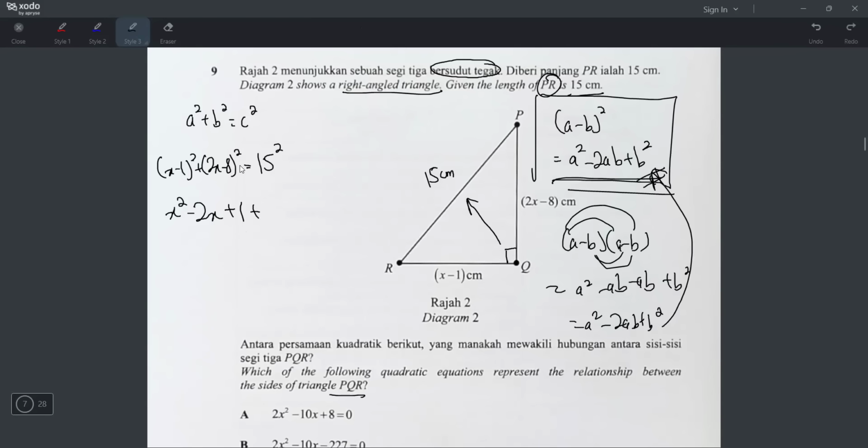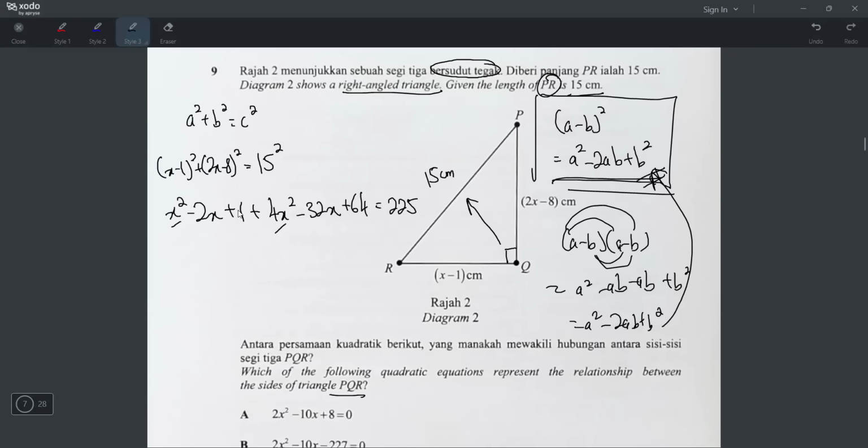Now for the next one, 2x minus 8 square. Do the same thing also. 2x, when you square, you get 4x square. Next thing, you have to take 2x times negative 8 times 2. 2x times negative 8 gives you negative 16x, times 2 is negative 32x. Last step, take the negative 8 square is plus 64. And then equals 15 square, you can press calculator, get 225. Okay. Now you can see got square, right?